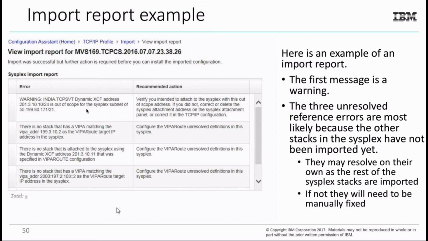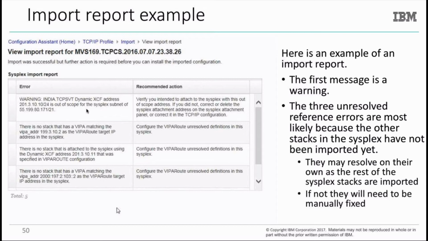So here's an example of an import report for an import, and you can see that there are 5 errors, 4 of them you can see here on the screen. The first one is a warning. And it says, hey, this dynamic XCF address is not in the same subnet as the Sysplex. The recommended action is to verify that that's the address you want. Right? That's simply a warning.